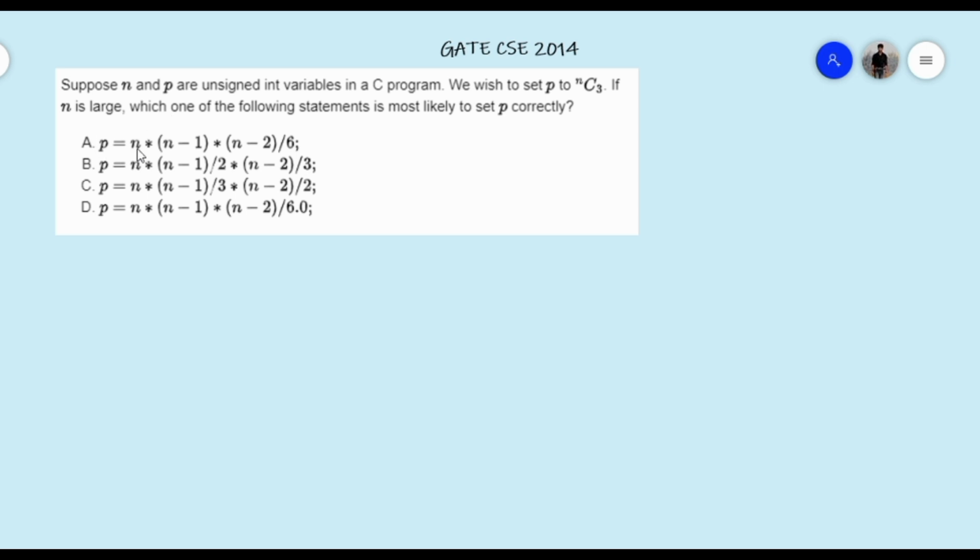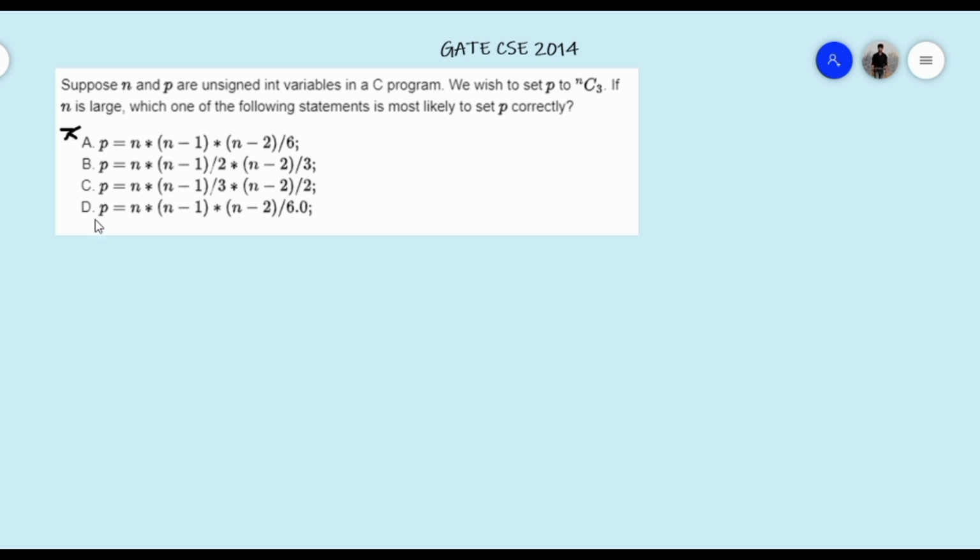Already n is a large number and n minus 1 will also be a large number, and we are multiplying those numbers. So it becomes a very large number, and then again we multiply by n minus 2, so it becomes an even larger number and it will set p incorrectly. Maybe there is a chance of stack overflow. So option A cannot be the correct answer.